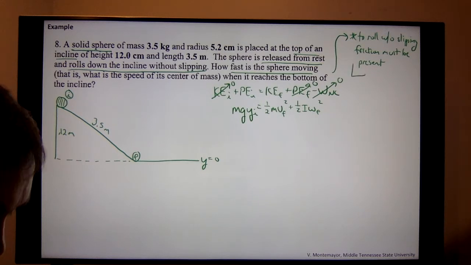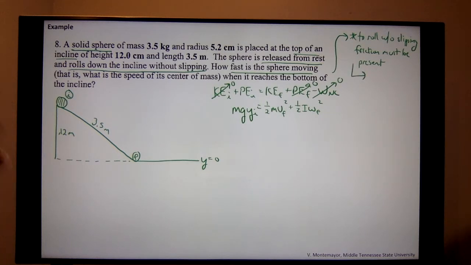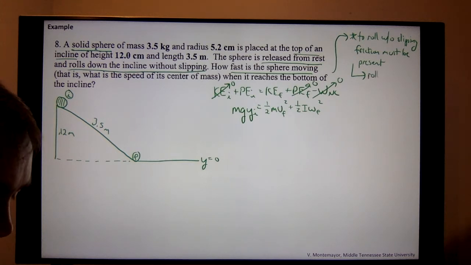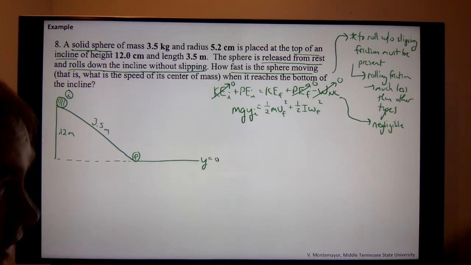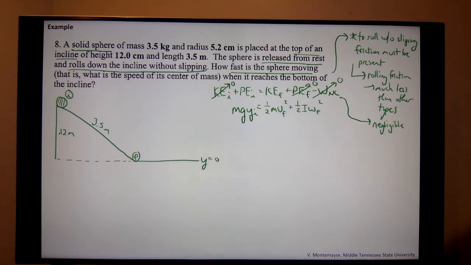However, this type of friction is not about an object that's sliding against another object. So it's not the type of friction that we know about. This type of friction is something that's known as rolling friction. And it is much less than the other types that we know about. Much, much less. It's so much less that we are going to assume that it is negligible in all of these types of problems, which is why I can set that work by non-conservative forces, or work by rolling friction in this case, equal to 0. So there is friction, it's just really small, okay?